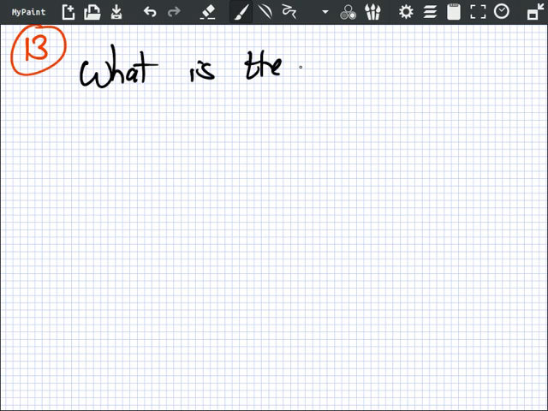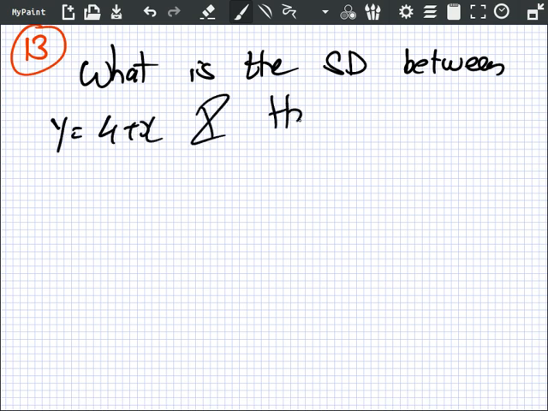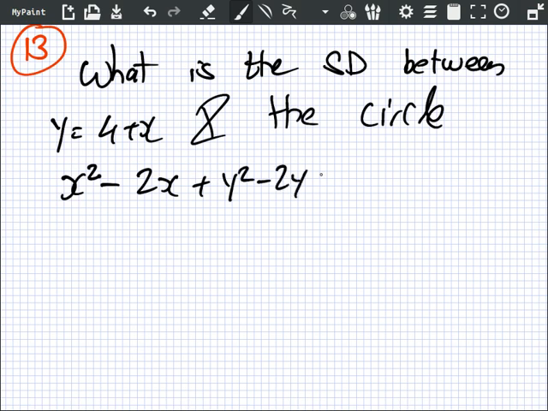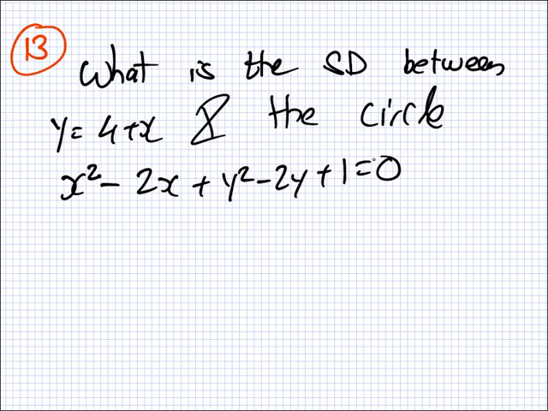What is the shortest distance between the line y equals 4 plus x and the circle x squared minus 2x plus y squared minus 2y plus 1 equals 0? Now, that might seem very similar to what we did, but there's one key difference. Can anyone see what's different between this example and the last example?